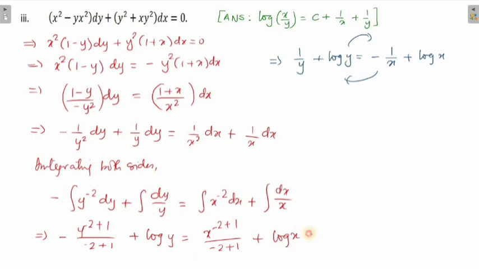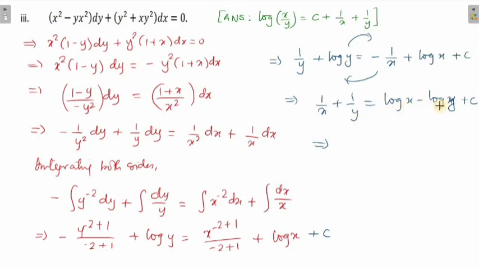Okay, so let me put it out here. So we have plus c also, remember. So it's okay, you keep it like this only, right? So when you bring it out here, you get 1 by x plus 1 by y is equals to log x minus log y plus constant of integration. And from here, how much is this?